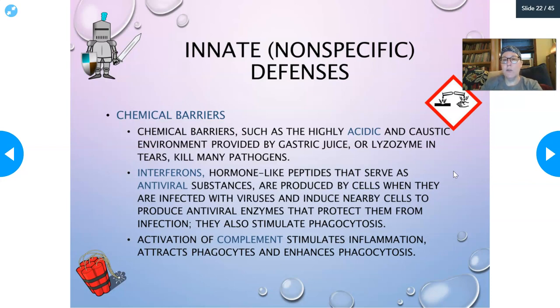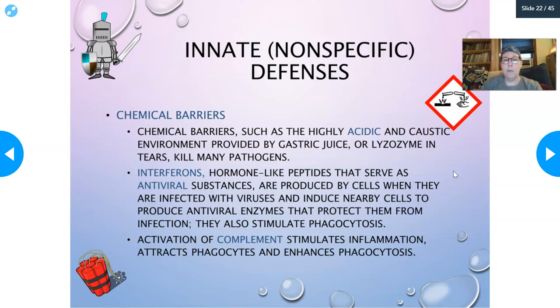Chemical barriers are, for example, the highly acidic and caustic environment provided by gastric juice. Anything that you swallow meets gastric juice that's a really low pH, and so it can very easily dissolve bacteria and junk. Or the lysozyme in tears that can kill many pathogens. You also have some enzymes on your skin. And there are also interferons, which are hormone-like peptides produced by white cells that are antiviral. They are produced by cells when they are infected with viruses and induce your nearby cells to produce antiviral enzymes that protect them from infection. They also stimulate phagocytosis, which is the white cells eating the pathogens, right?